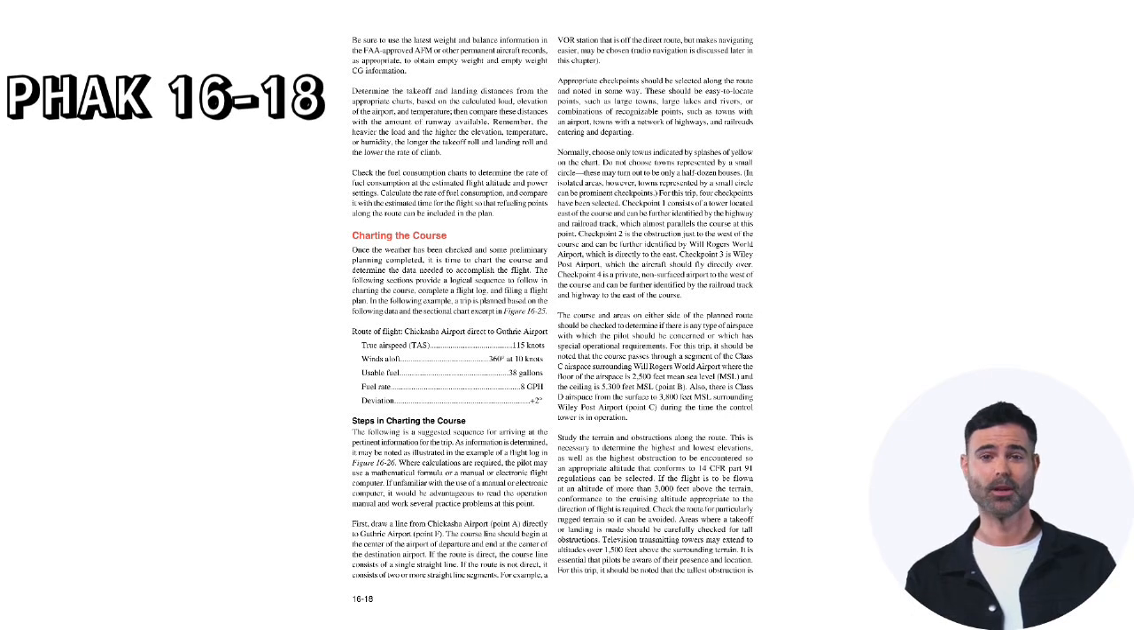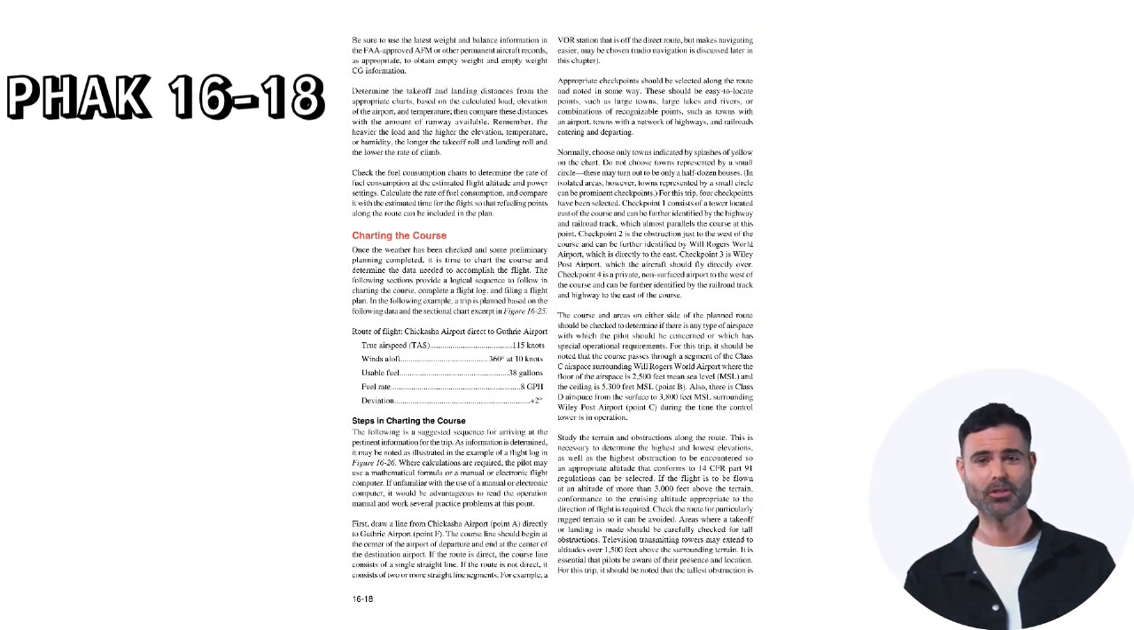Route of flight, Chickasha Airport direct to Guthrie Airport. True airspeed, TAS, 115 knots. Winds aloft, 360 degrees at 10 knots. Usable fuel, 38 gallons. Fuel rate, 8 GPH. Deviation, plus 2 degrees.